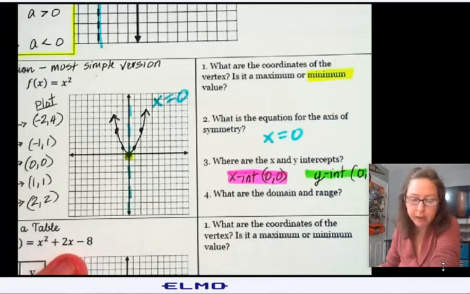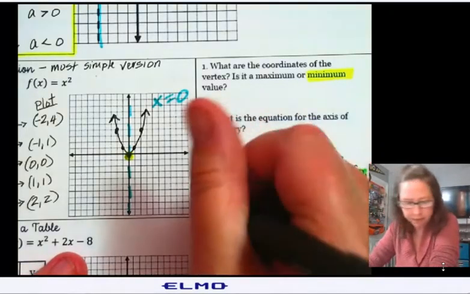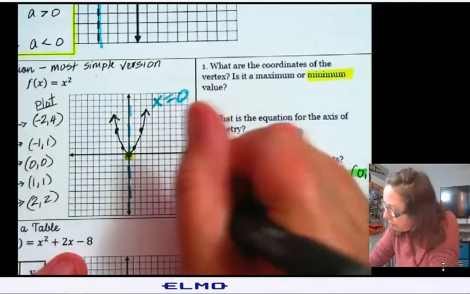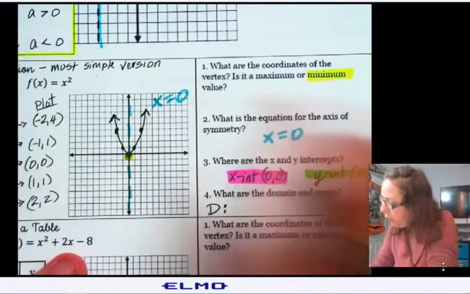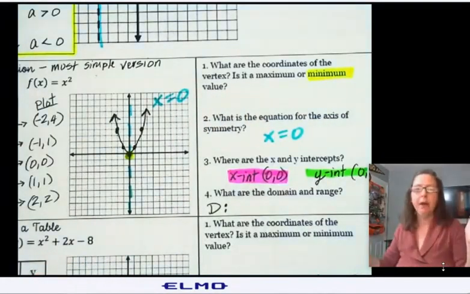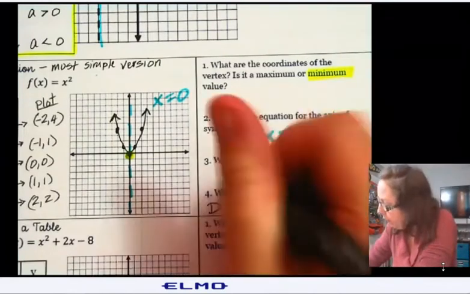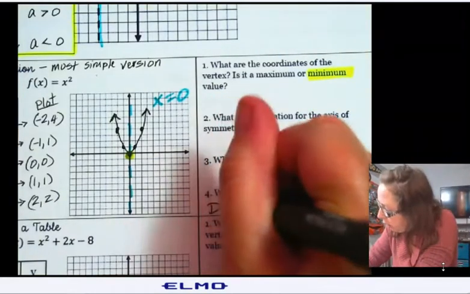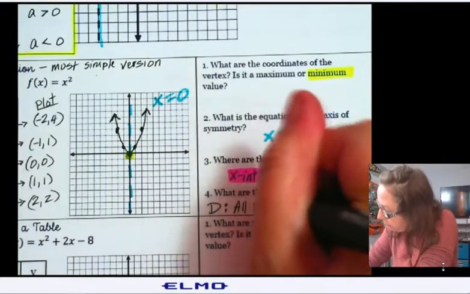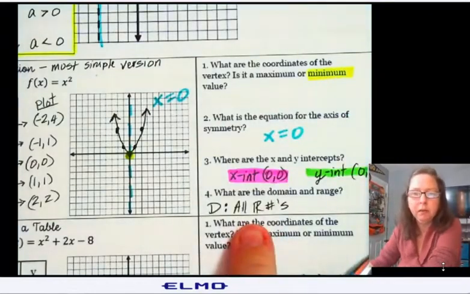Well, the domain is the x values. And so left and right are my x's. And every parabola can go left and right infinitely. Okay, so we say that the domain is all real numbers. And I use this letter R with like a double line, okay?